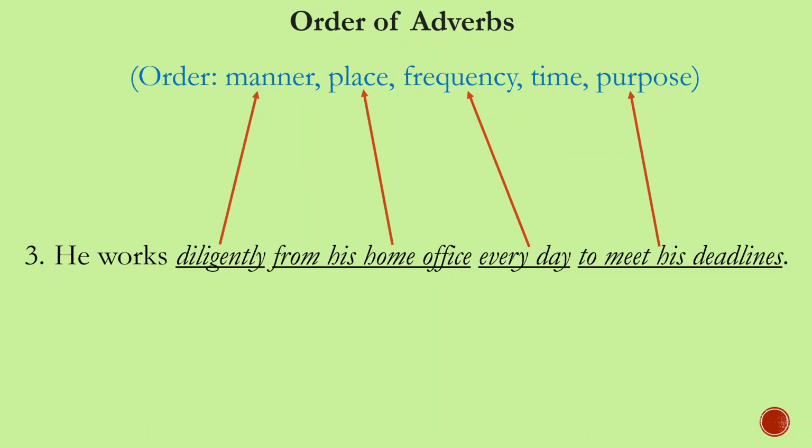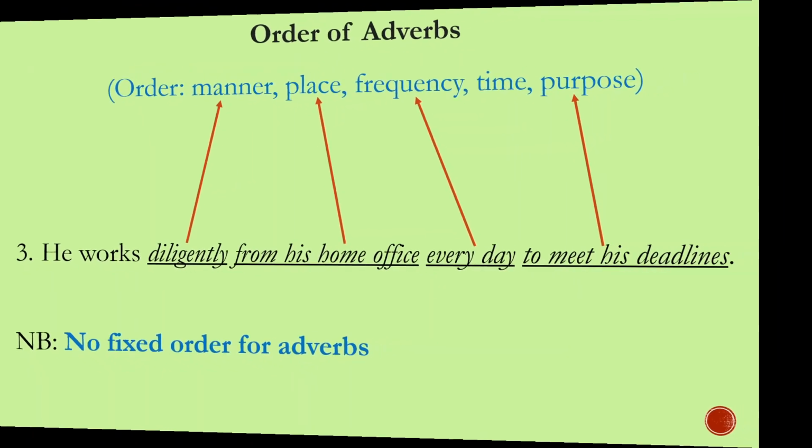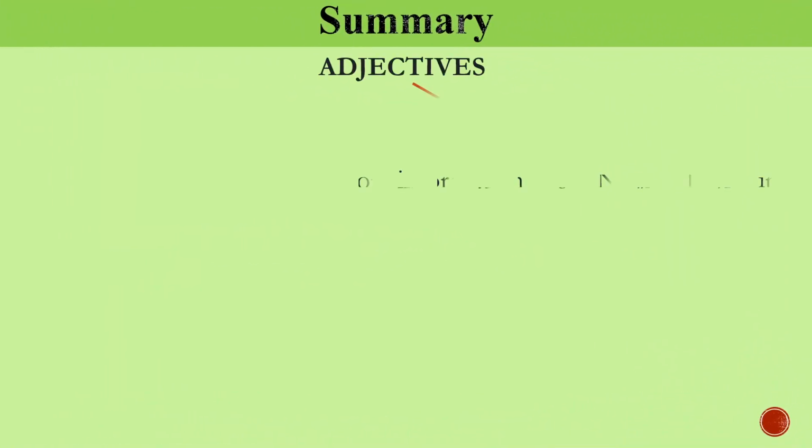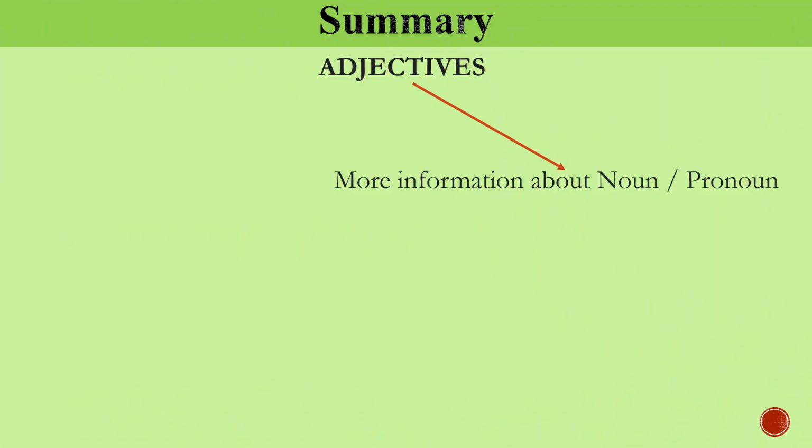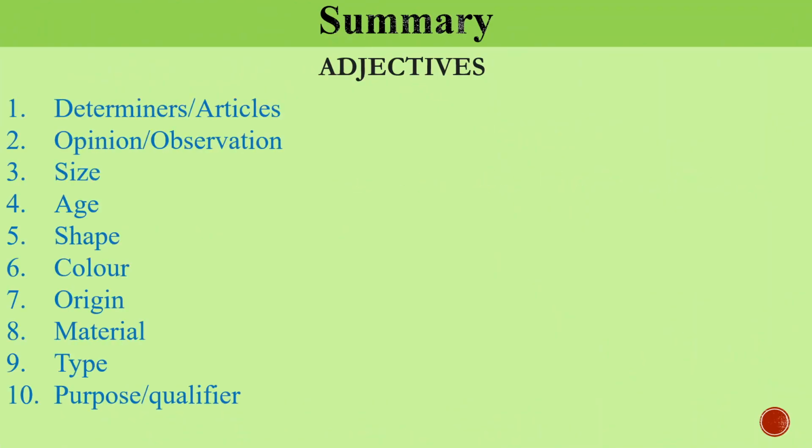But then remember, there is no fixed order for adverbs, unlike adjectives. As per the need, the order might be changed. To sum up, adjectives give more information about a noun or pronoun, and the order in which adjectives are placed in a sentence is as follows. Determiners or articles followed by adjectives of opinion, size, age, shape, color, origin, material, type, and purpose. Remember the acronym DOSES COMTI.